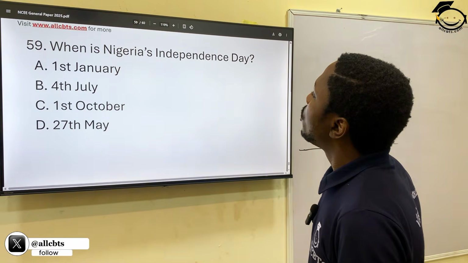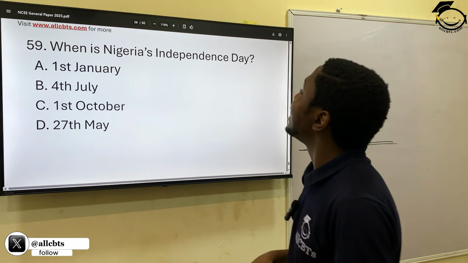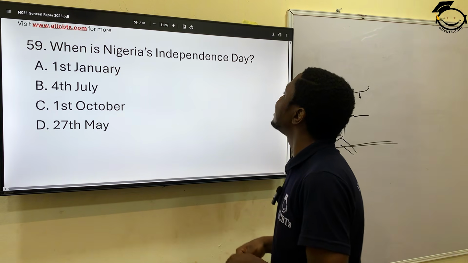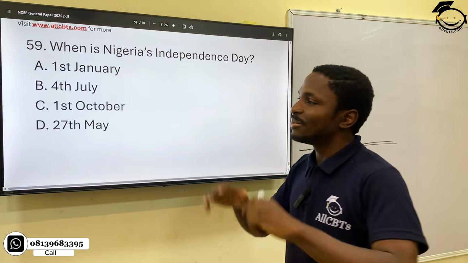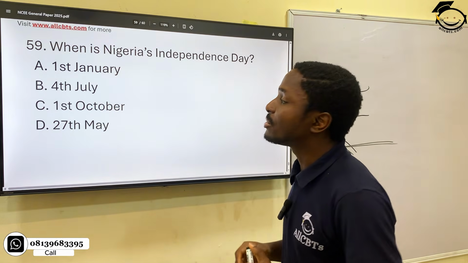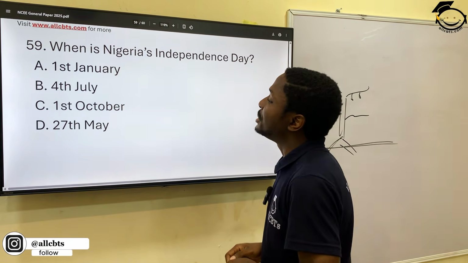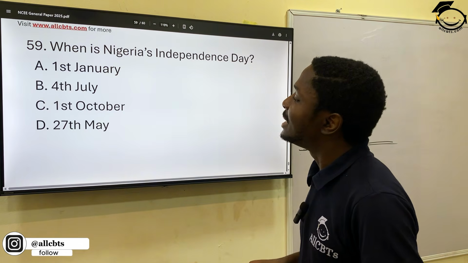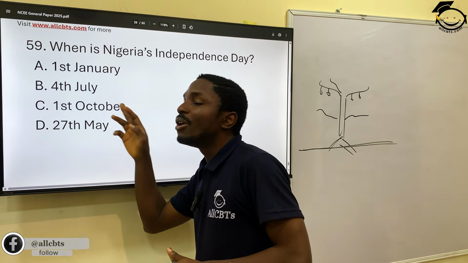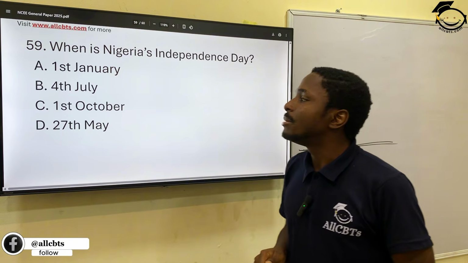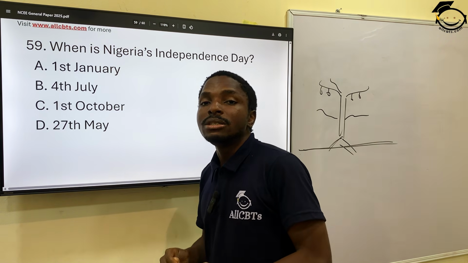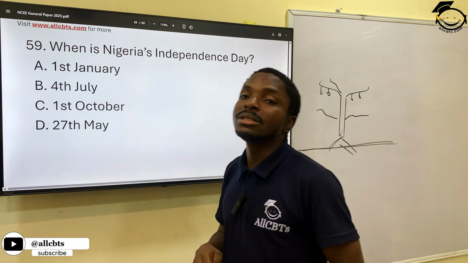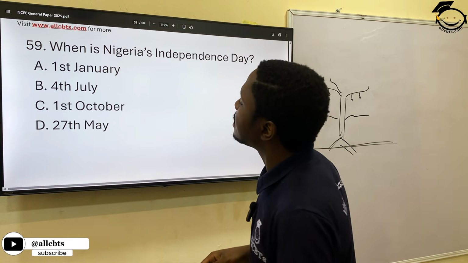Then 29. When is Nigeria's Independence Day? It's popularly and widely celebrated across the country. In fact, it's a public holiday. So when is that day in Nigeria? The 1st of October. We celebrate our independence from the British government in 1960.